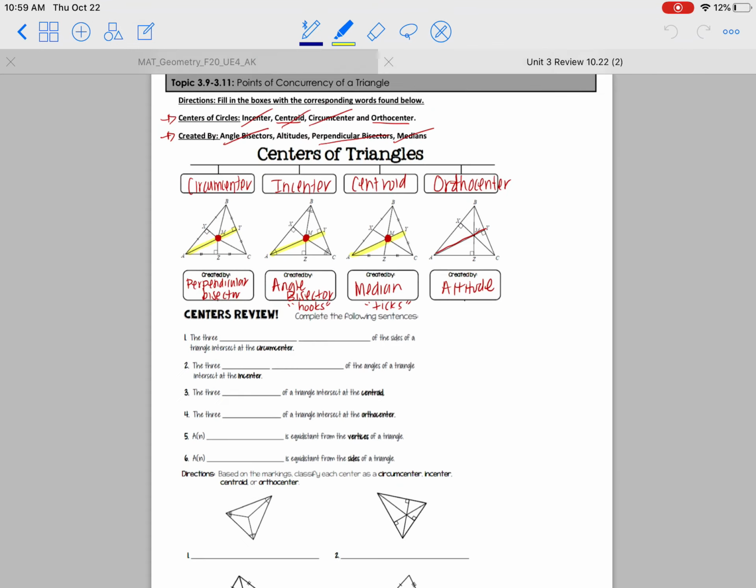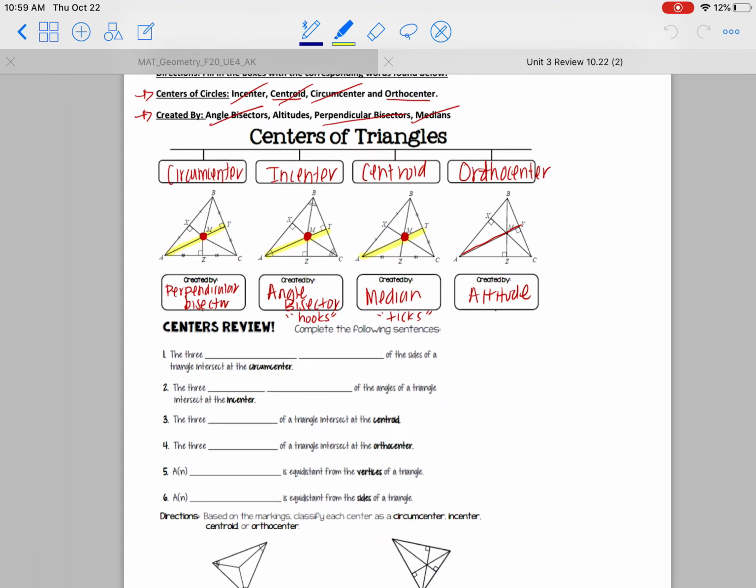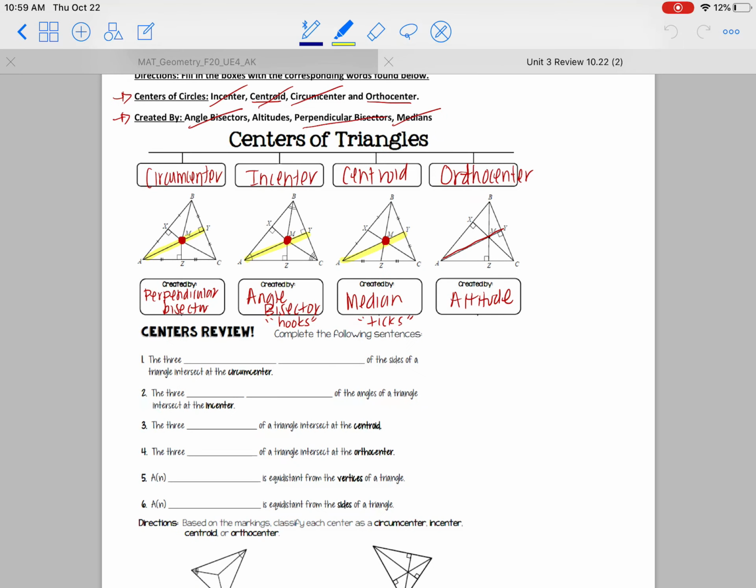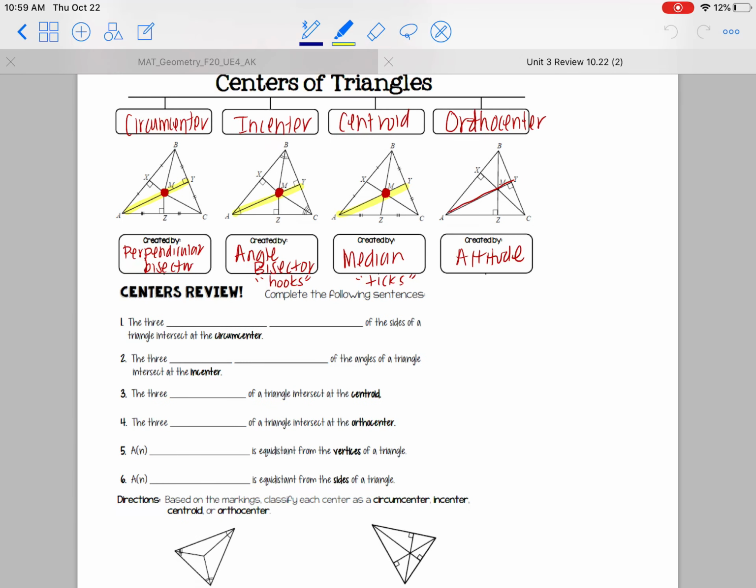And then we talked about the centers of the triangle. So here we're just going to complete these sentences, which we didn't get to finish in class. It says here, the 3 blank blank of the sides of a triangle intersect at the circumcenter. So this is a circumcenter. We know that the 3 perpendicular bisectors are going to be intersecting at the circumcenter, okay?